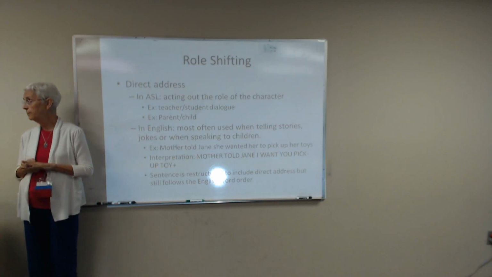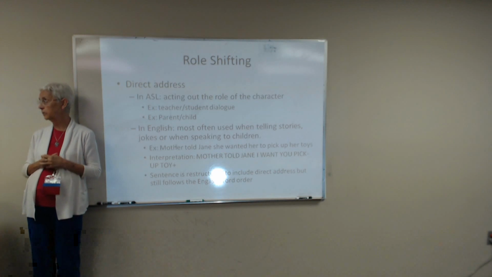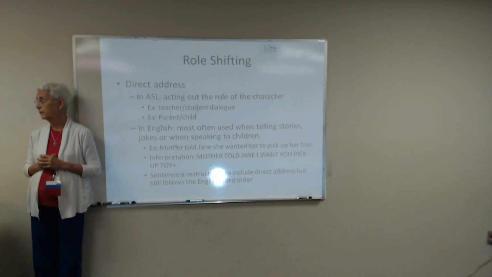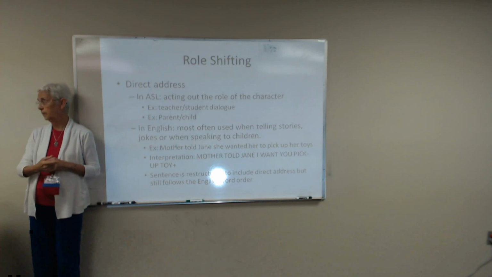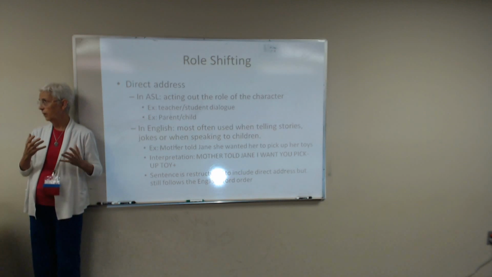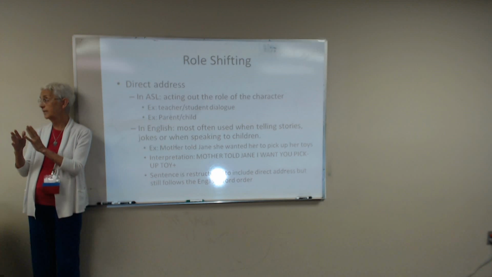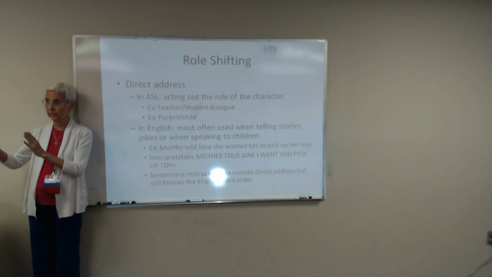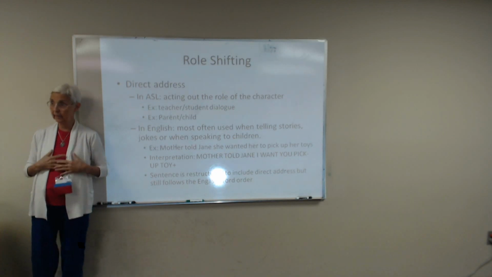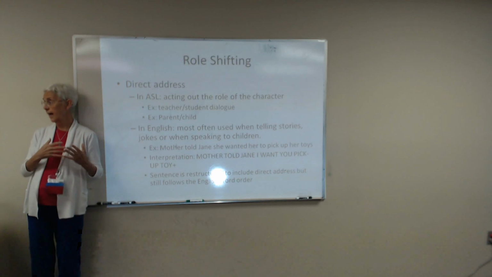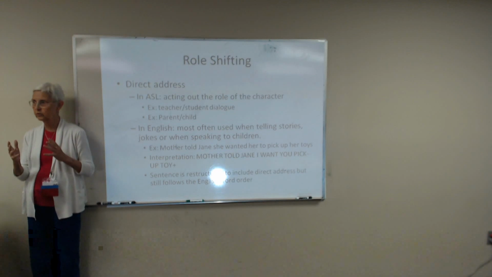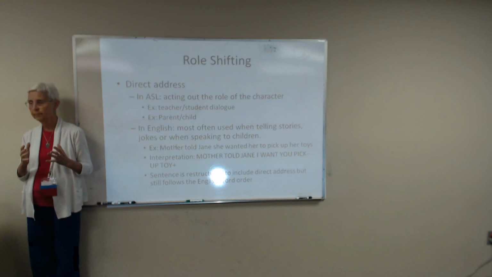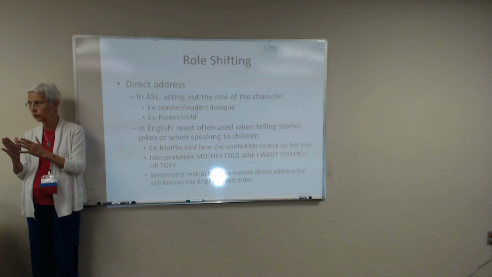For example, Mother told Jane she wanted her to pick up her toys. The interpretation would be, Mother told Jane, I want you to pick up the toys. The indirect version is, the mother said that she wanted her to pick up the toys. But you would become the mother and say, I want you to pick up the toys. So the sentence is restructured to include that direct address, but it's still following the English word order.